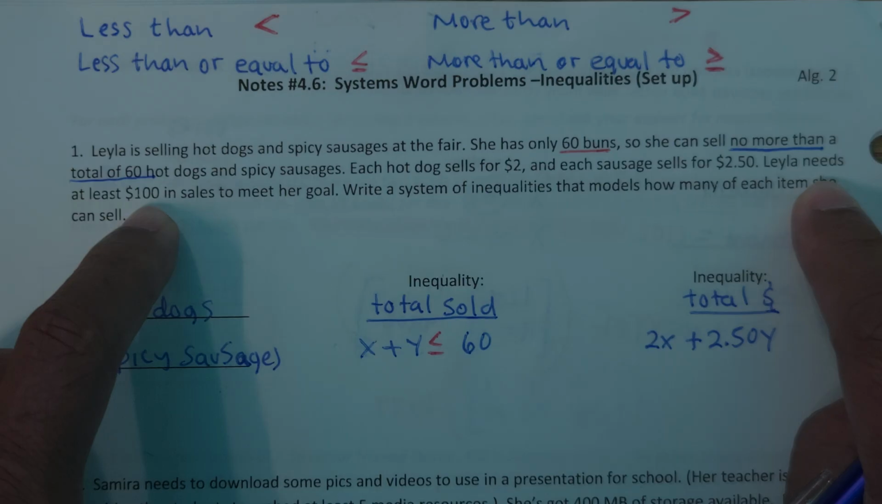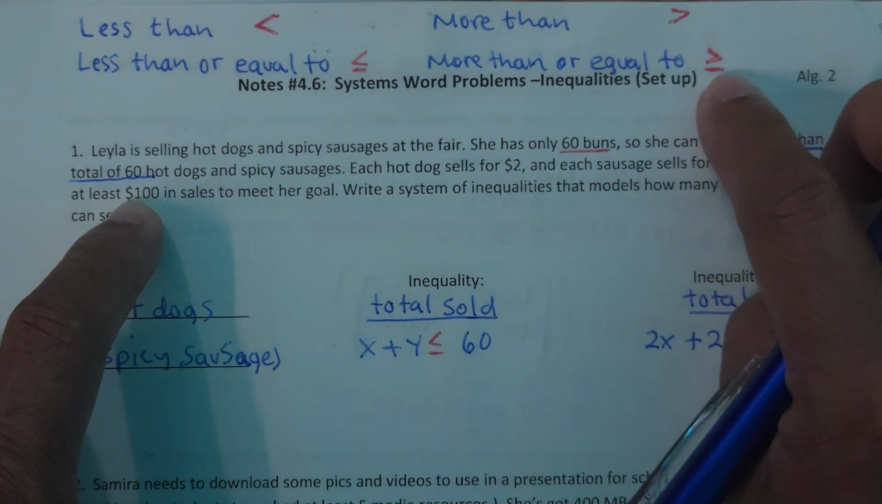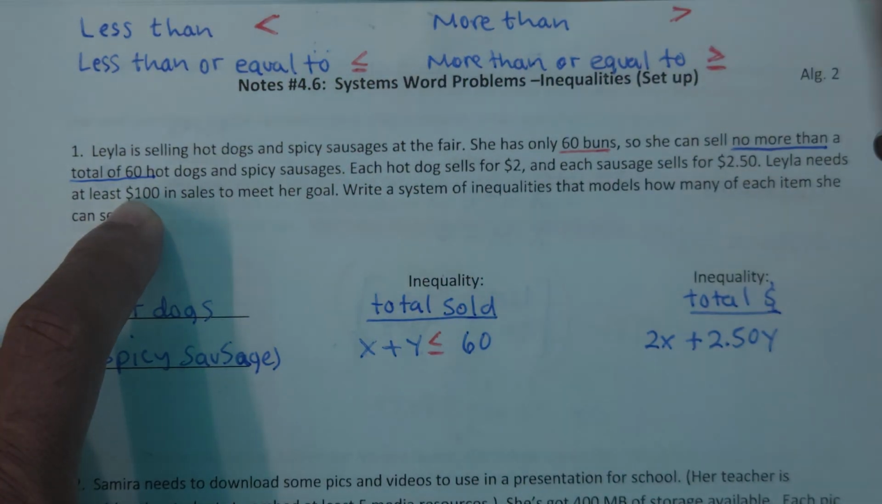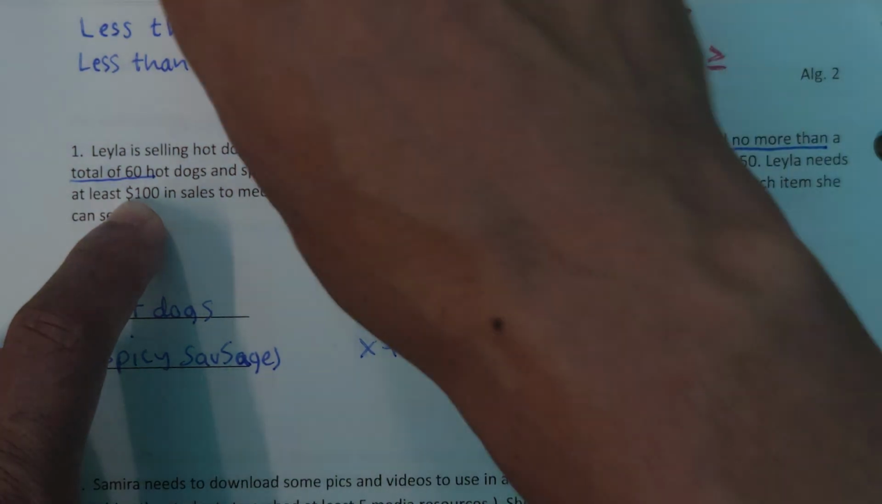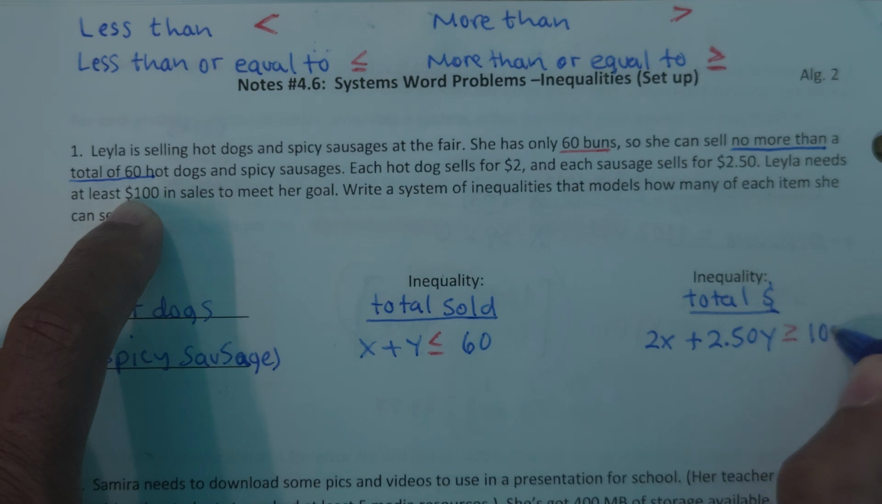Can she sell more than $100? Yes. So in this case, which one do we use? Think about this. If she needs at least $100, which means she can make more money than $100, then doesn't it make sense that we use the inequality symbol greater than or equal to? Because she needs to make at least $100. So then this is 100.